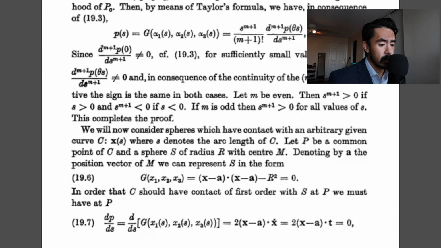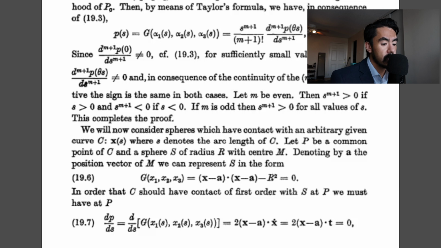We will now consider spheres which have contact with an arbitrary given curve C given by its vector parametric representation in terms of arc length, where S is such arc length of the curve capital C proper. Let P be a common point of C and a sphere S of radius R with center M, denoting by the vector A the position vector of that center M. We can represent S in the form the function g of x1, x2, x3 is equal to the quantity vector x minus vector A dot product with the quantity vector x minus vector A closed quantity.